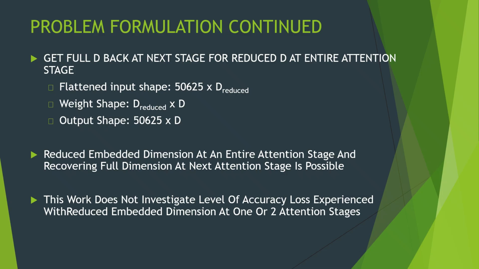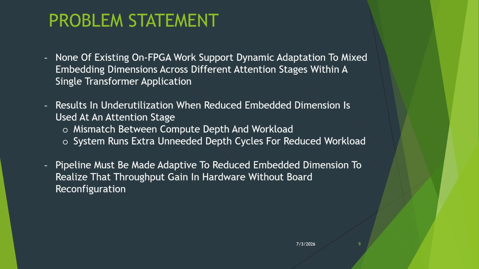This work does not look at the accuracy losses that come with running reduced embedded dimension. We only talk about making the pipeline adaptive to mixed embedded dimension, so that if you reduce the embedded dimension and you run the pipeline, you get a throughput gain. It doesn't run at the same speed as if you hadn't reduced the embedded dimension. That's what this work looks like.